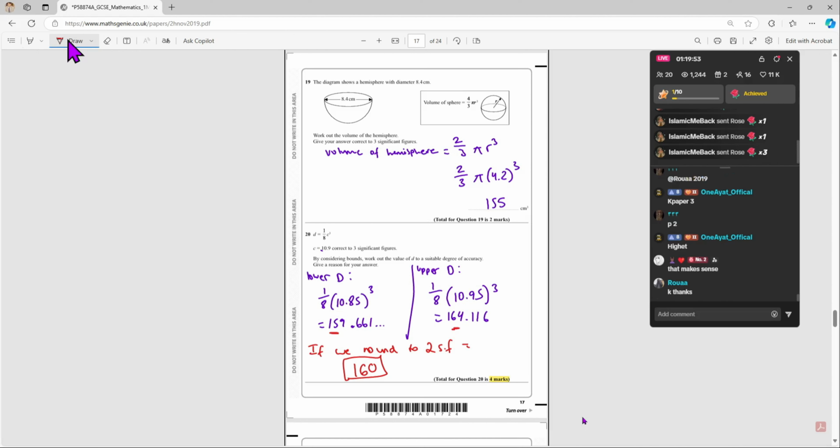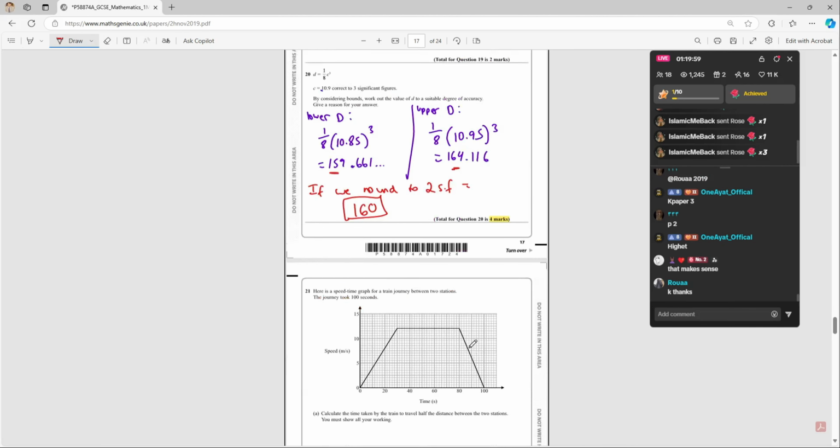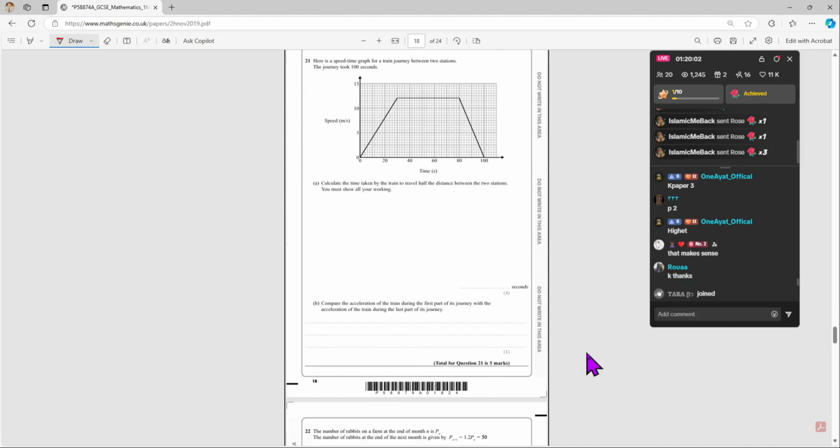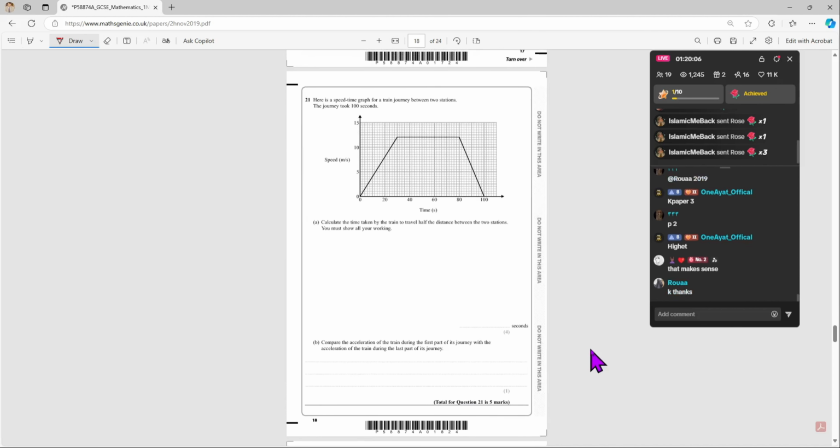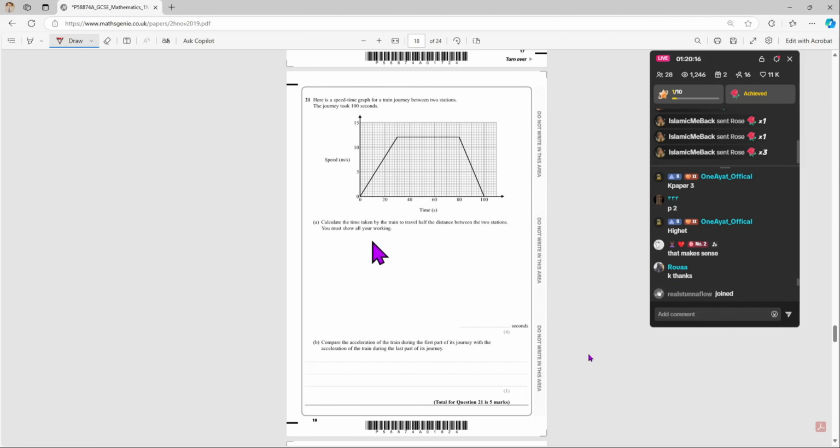Moving on to our next question. Here is a speed time graph for a train journey between 2 stations. The journey took 100 seconds. Calculate the time taken by the train to travel half the distance between 2 stations. You must show all your working.